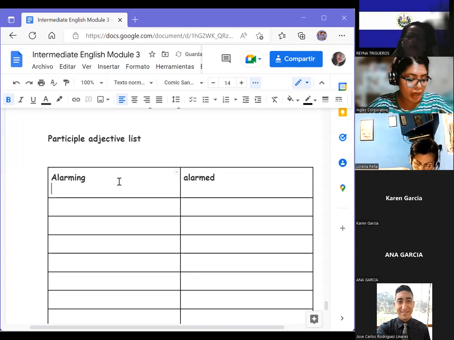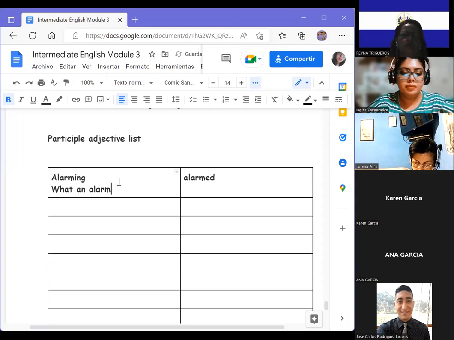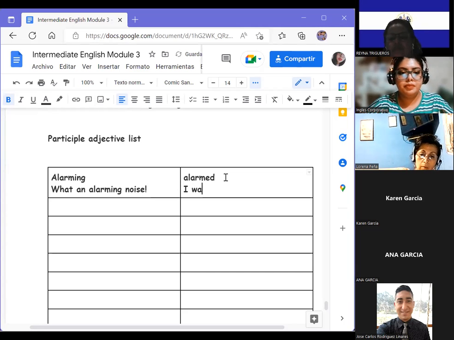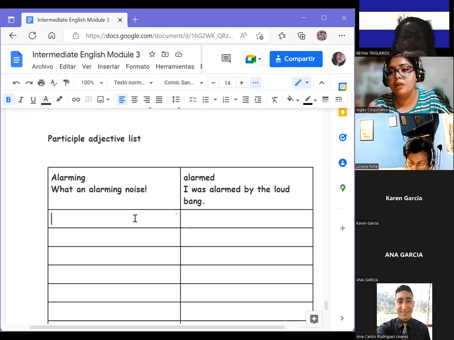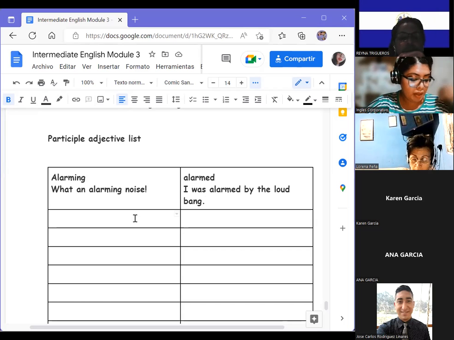So, in this case, we have this sentence, what an alarming noise. And for this one, we have, I was alarmed by the loud bang. So in this case, the sound, the noise is alarming and is making me feel alarmed because I am scared of something is happening. Number two, I'm missing.